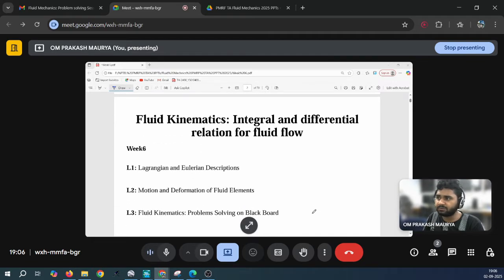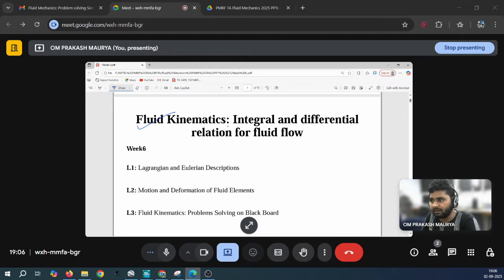So today we are going to discuss fluid kinematics, a very important topic from your final exam point of view. The topics covered in fluid kinematics: lecture 1 was about the Lagrangian and the Eulerian description. Lecture 2 was about the motion and deformation of fluid elements, and lecture 3 was about fluid kinematics. That was the problem solving session.